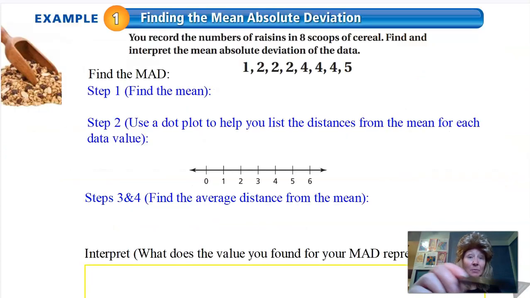Okay, so let's take a look at what this looks like. So here's our first set of data. You record the numbers of raisins in 8 scoops of cereal. Find and interpret the mean absolute deviation of the data.